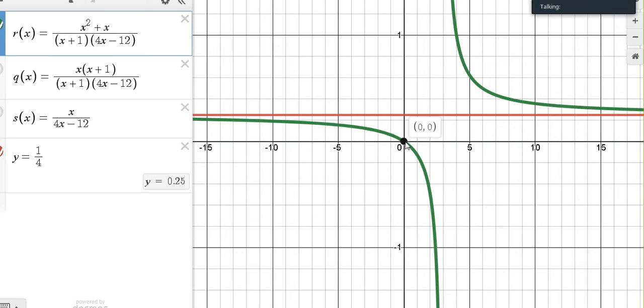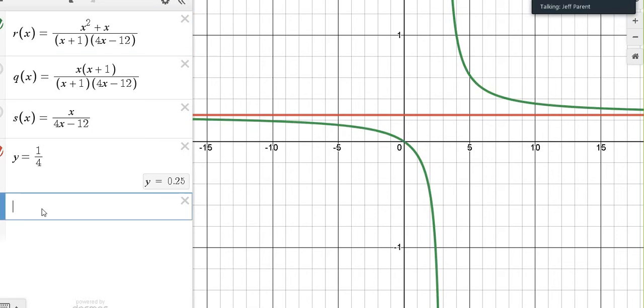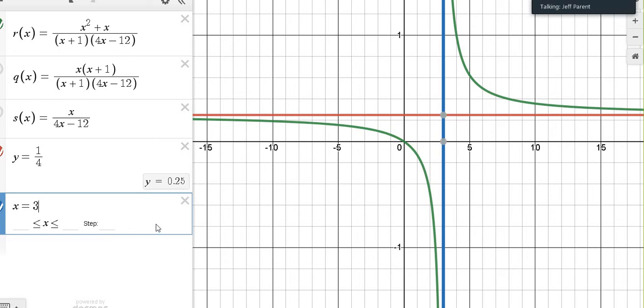And let's see, what else did it have? It's undefined at negative 1, so we're okay there. But it's got our vertical asymptote. I can put that in as well. That's something you can't do on your graphing calculator. X equals 3. So it just kind of frames the graph a little bit, so it looks nice.